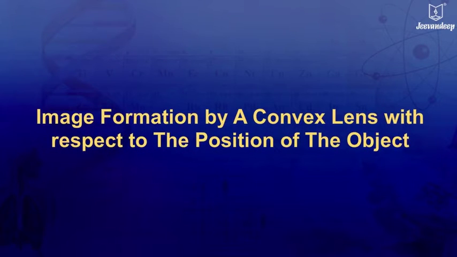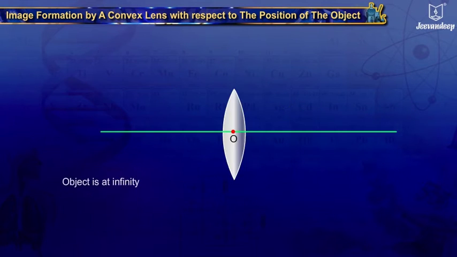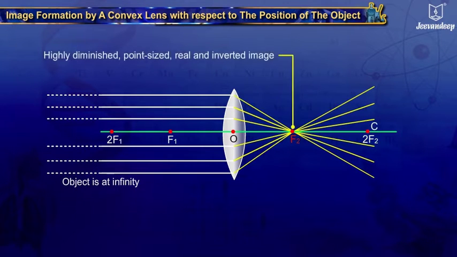Image formation by a convex lens. The position, relative size, and nature of the image formed by a convex lens can be studied with the help of ray diagrams. When the object is at infinity, the image is formed at the focus f2. The image is highly diminished, point-sized, real and inverted.